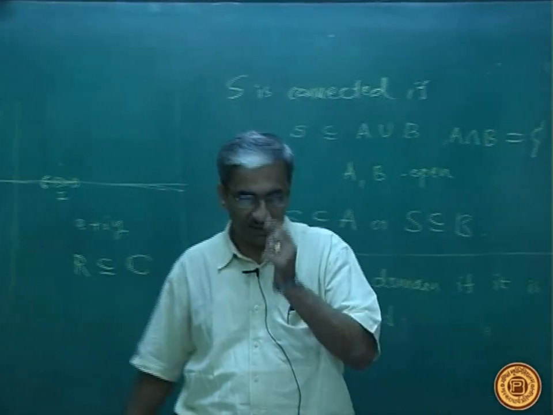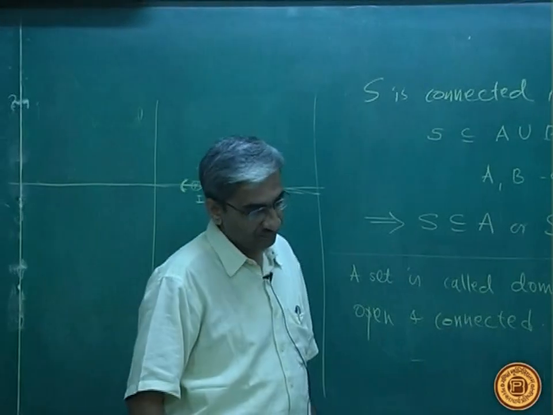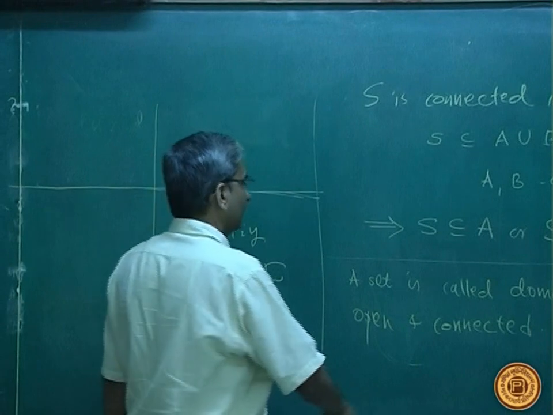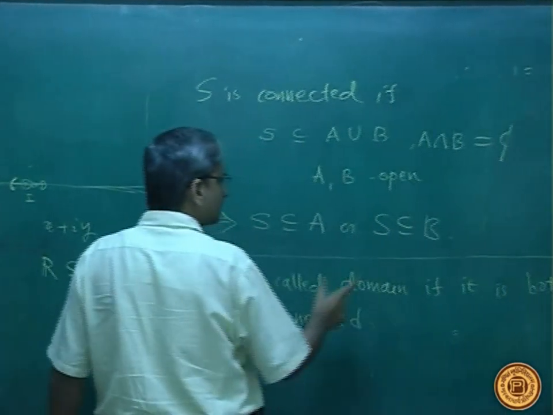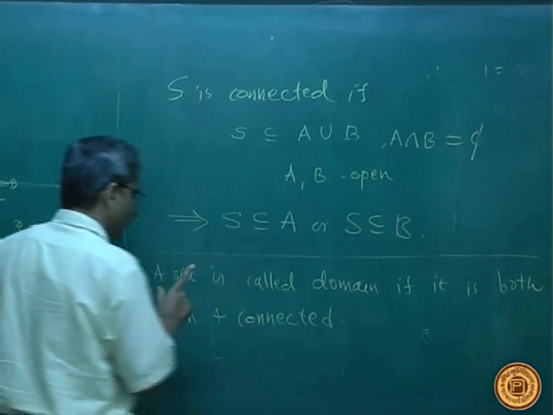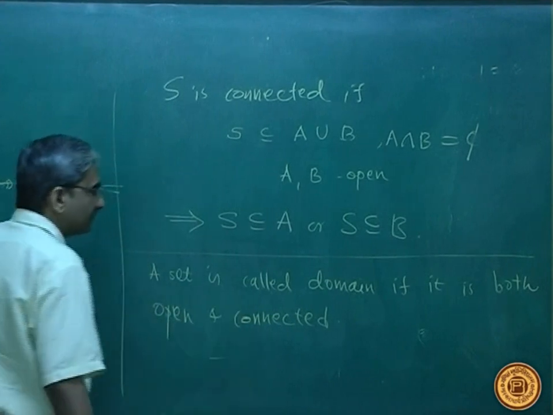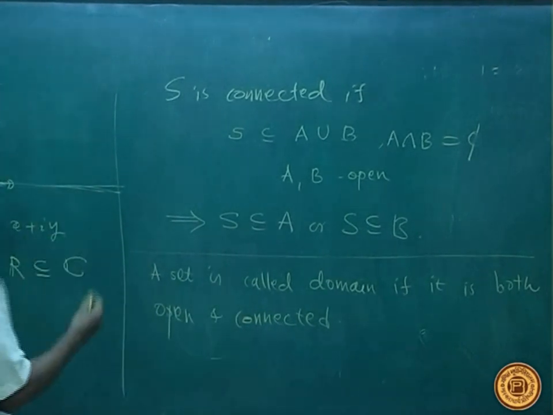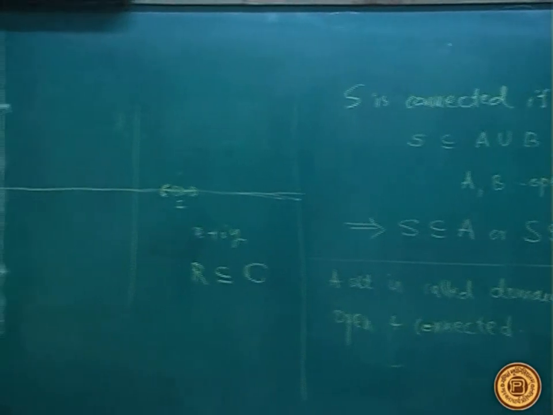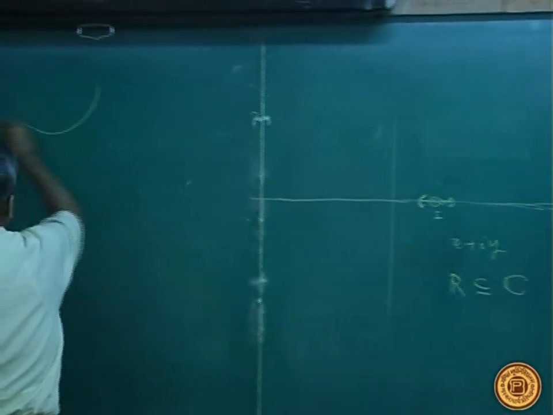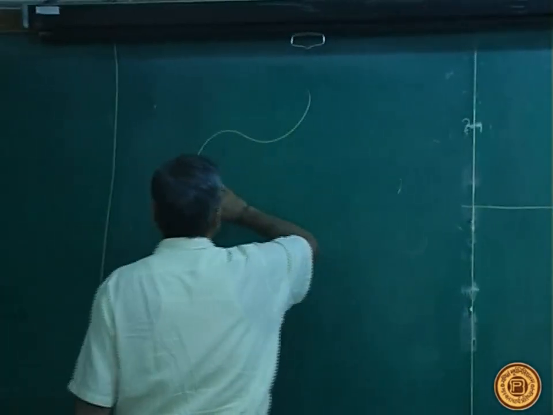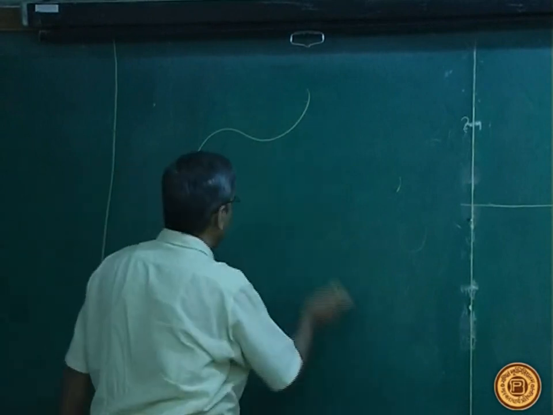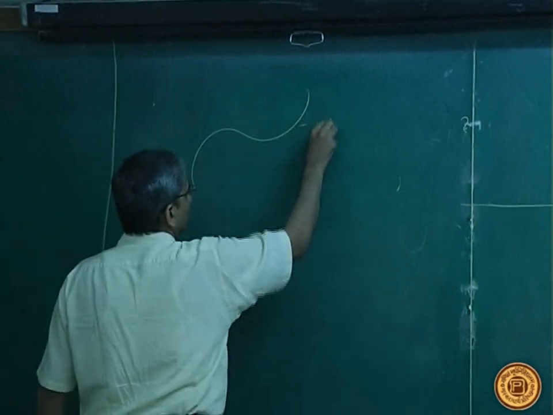We discussed several examples of connected sets, and then the term domain means it is open as well as connected. So a curve is a connected set. If you take a curve, it's a connected set, but it's not open. So this is not a domain.